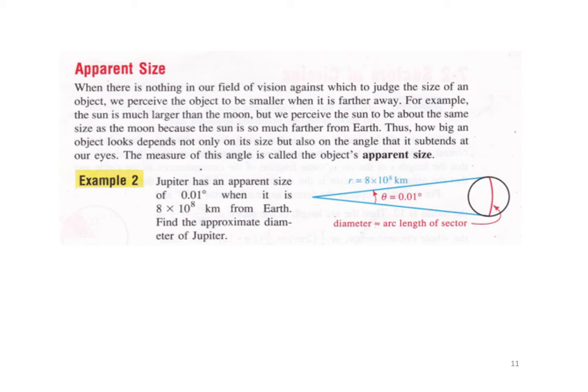So here's an example, and this comes straight from your textbook. It says Jupiter has an apparent size of 0.01 degrees when it is 8 times 10 to the 8th kilometers from Earth. Find the approximate diameter of Jupiter.